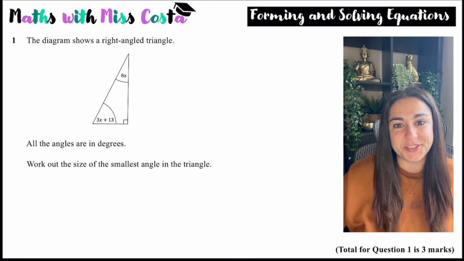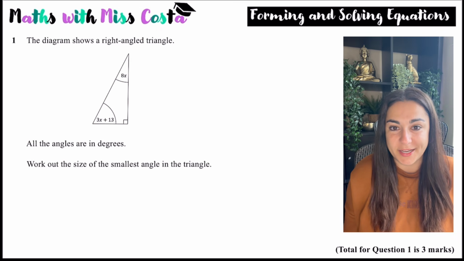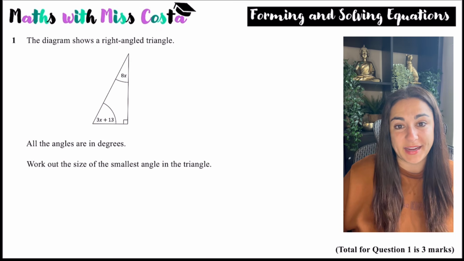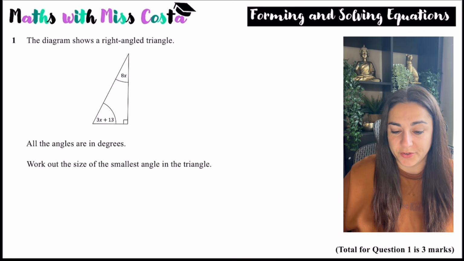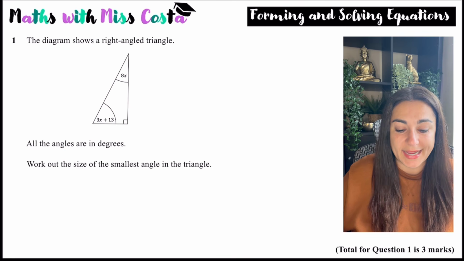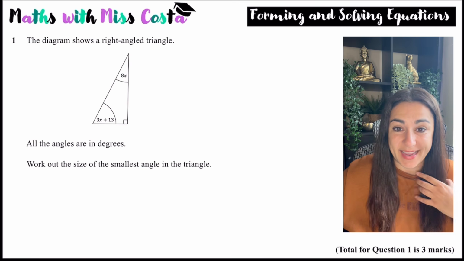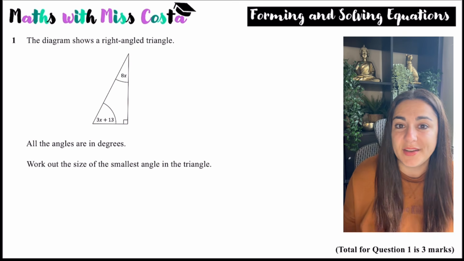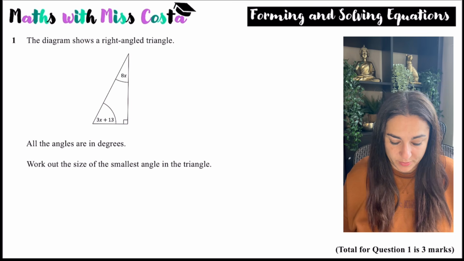Okay, so in this question I am shown a right-angled triangle and told that all the angles are in degrees, and I need to work out the size of the smallest angle in the triangle. The triangle's angles have been given in relation to x, so likely I'm going to want to form myself an equation and solve it so that I can work out what the value of x is.